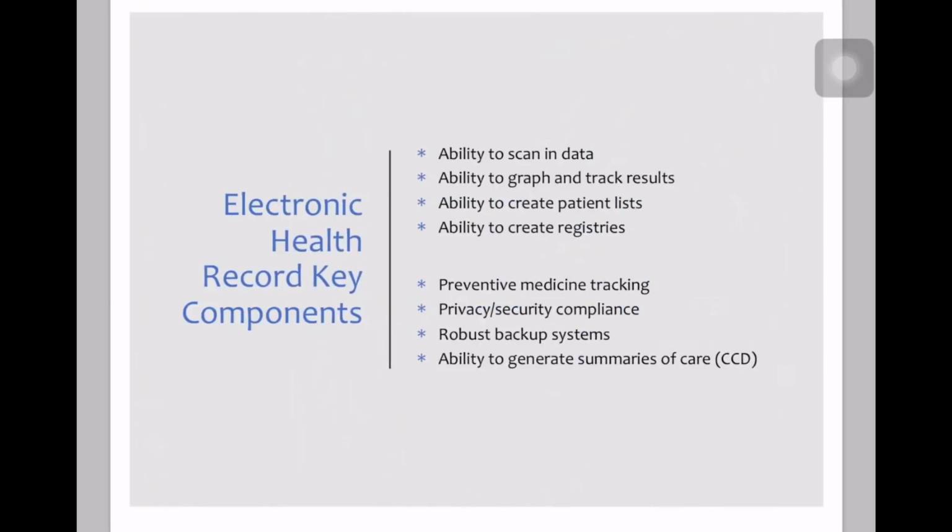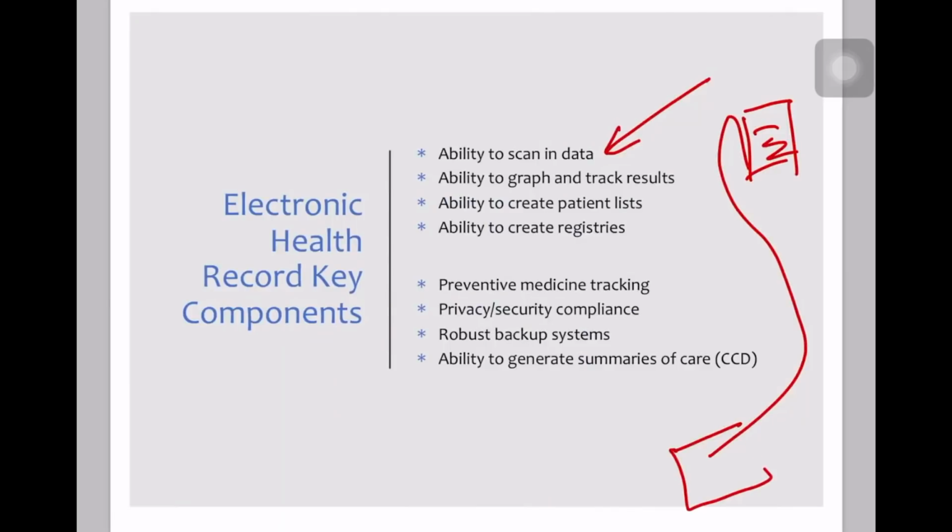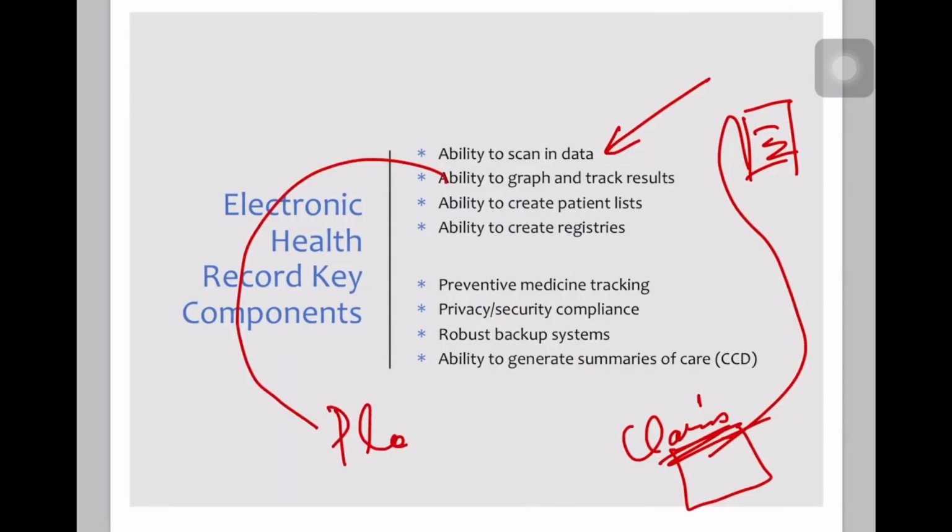Okay, now continuing to the electronic health record components. The software also has the ability to scan data. Sometimes we have something on paper, it is attached to the scanner, and they can scan and save the data with the patient record, just like you sometimes have claims data, right? Then the ability to graph and track results. It can plot the results for the doctor.